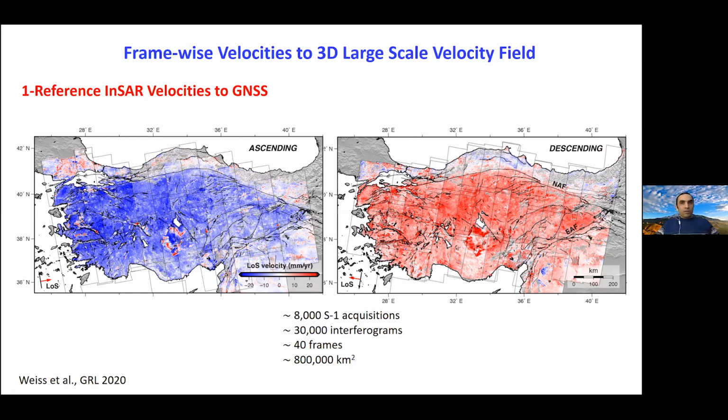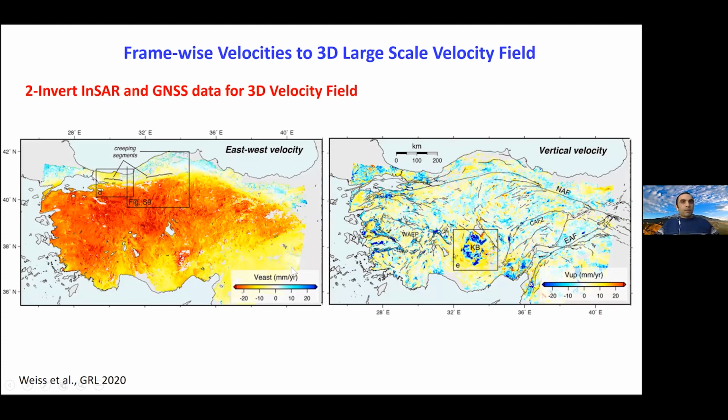For your information, in this study, more than 8,000 Sentinel-1 acquisitions were processed, and we generated 30,000 interferograms in 40 different frames covering the whole region. So this was the first step. In the second step, we can invert them together to obtain the east-west and vertical velocities. Those blue regions, as you can see in the vertical velocity component, are related to some anthropogenic activities like water extraction. And on the left, you can see the broader scale eastward movement of the Anatolian plate with reference to the Eurasian plate.